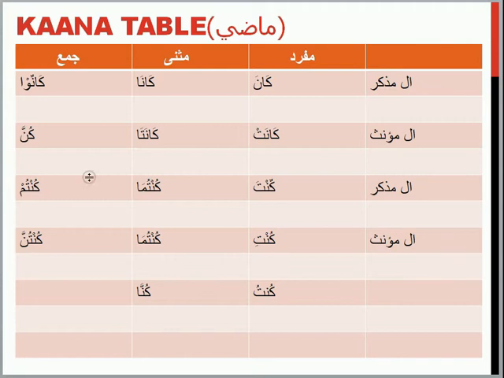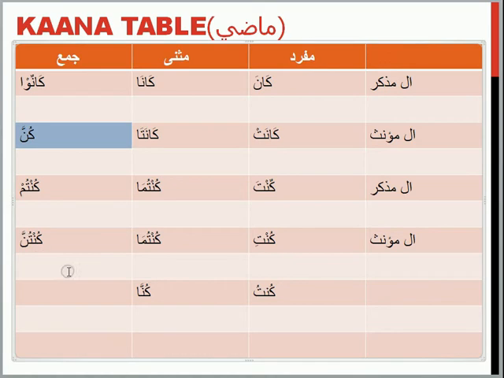So I'll read through this once. Kaana, Kaana, Kaanu, or you can say Kaanu, Kaanat, Kaanata, Kunna. Now this is abnormal, or you can say irregular, because you had Nasara, Nasara, Nasaru, Nasarat, Nasarata, Nasarna, which is now Kunna. Where did the alif go to?